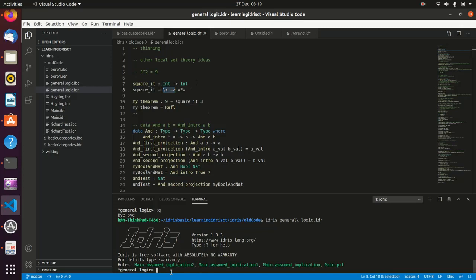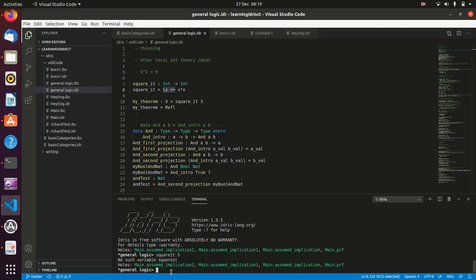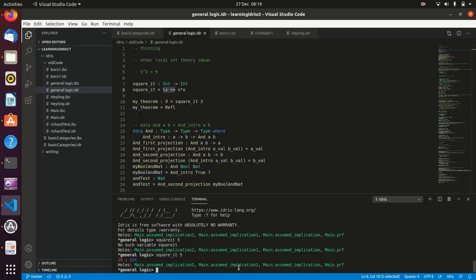If we do this function, square it on 5, we get 25.